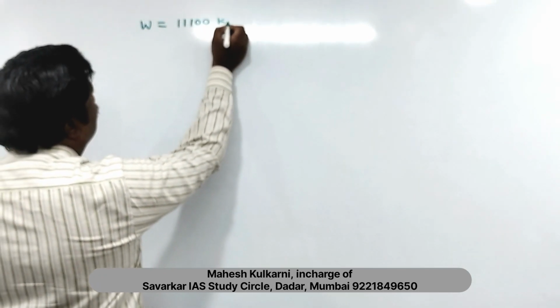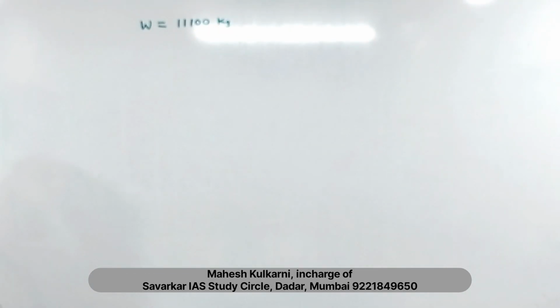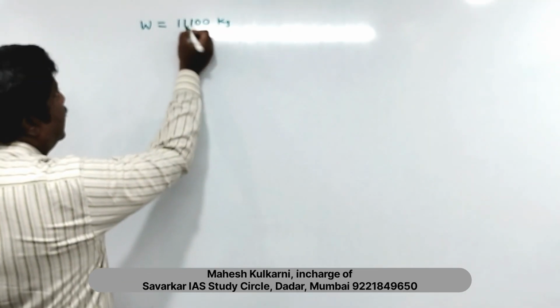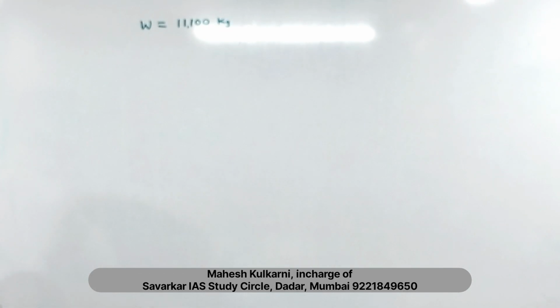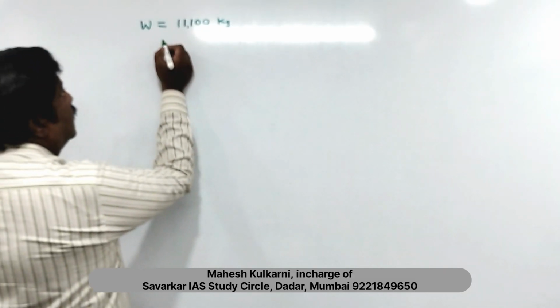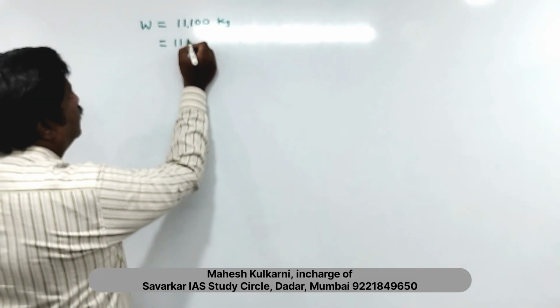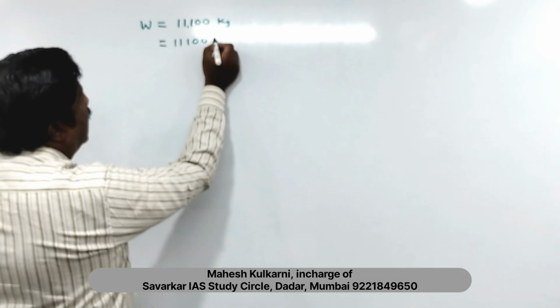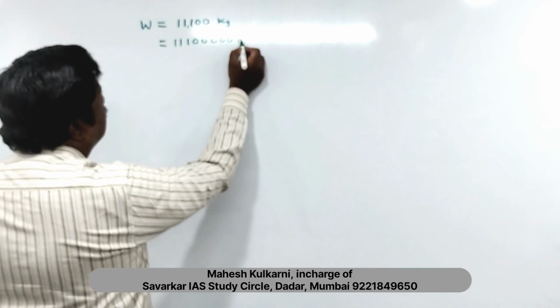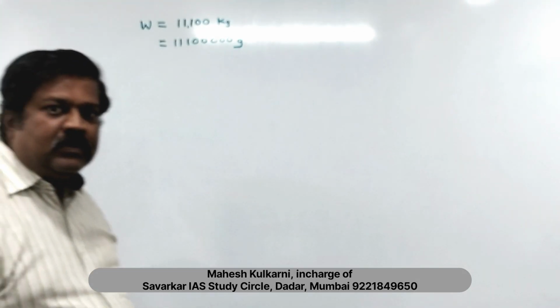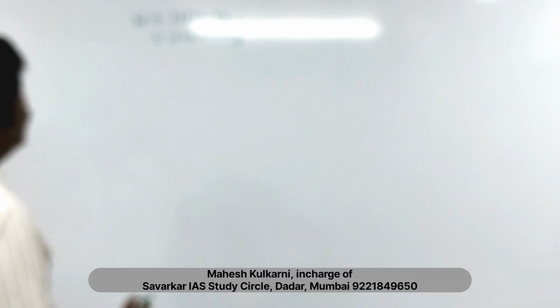11,100 kilogram. Just verify the figure, it is 11,100 kilogram. So I have to convert it into gram. So 11100 and put 3 zeros, gram. So this way we are converting it into gram.